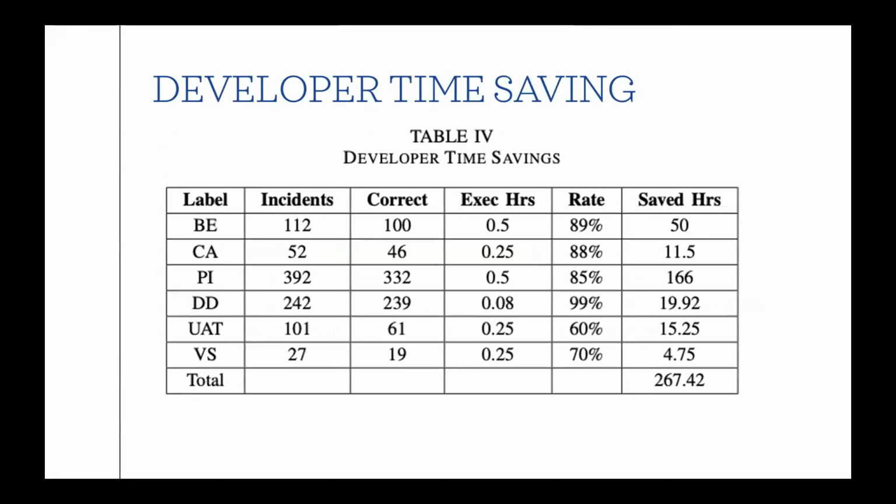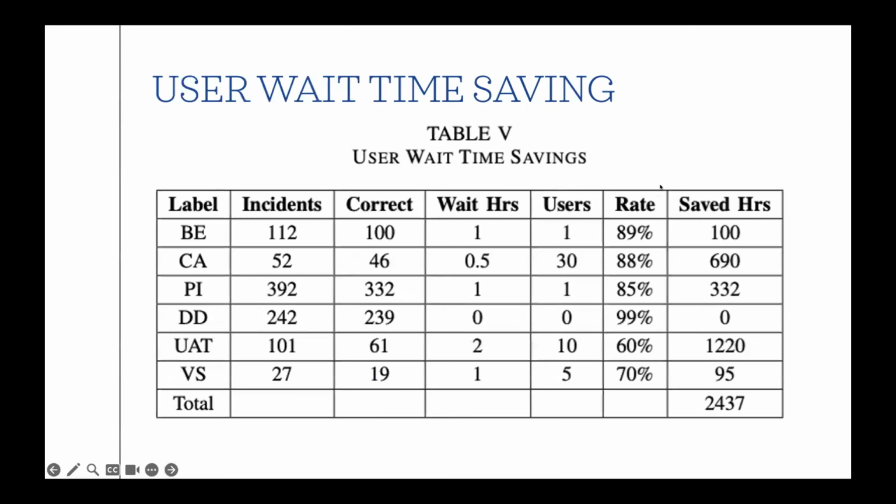This is what I would have used to calculate the time savings for the developer on the tier 2 team and how much time they would have saved over the year. So I took the total number of incidents and how many were correct to calculate the accurate prediction rate, multiplied by how long it would take, to get the number of hours that would be saved. And then a similar thing was done to calculate how much wait time would be saved by the people who are actually making these requests.